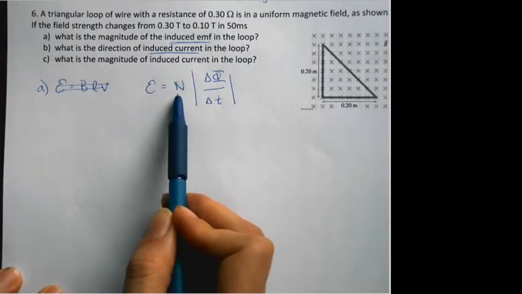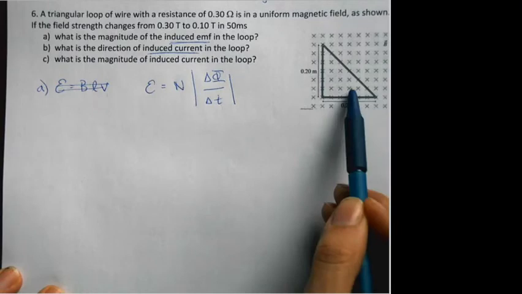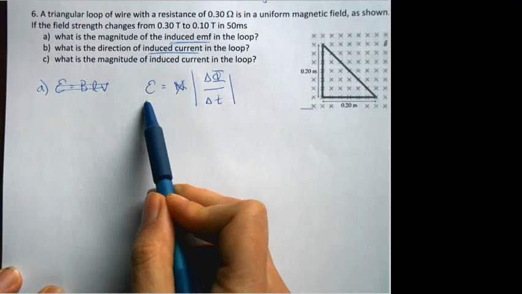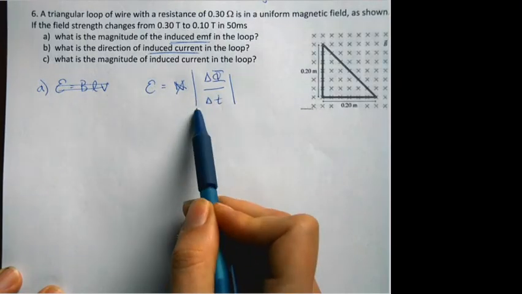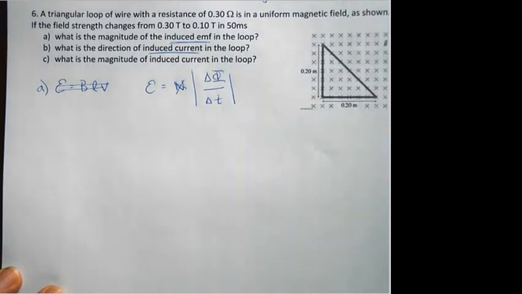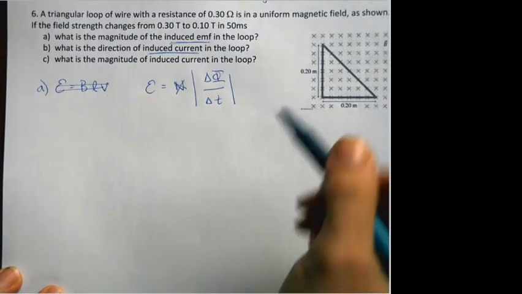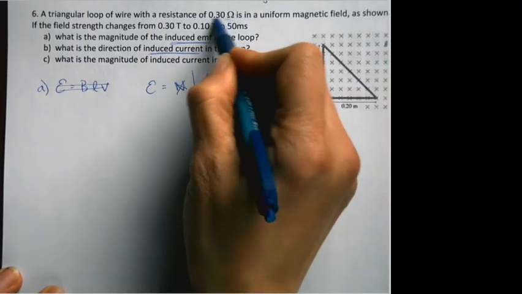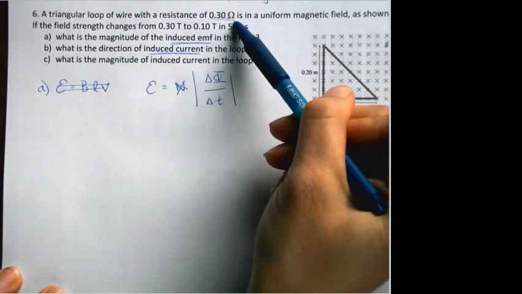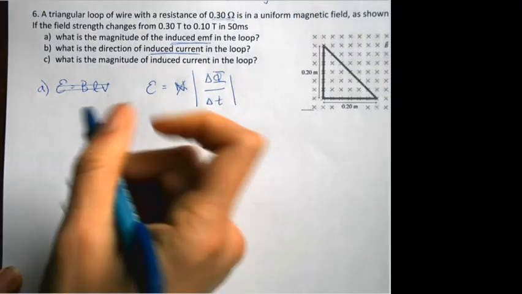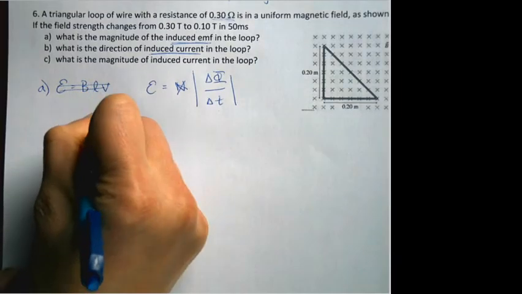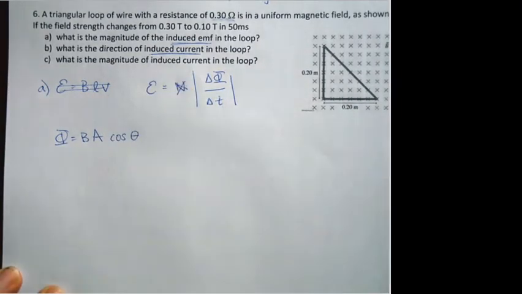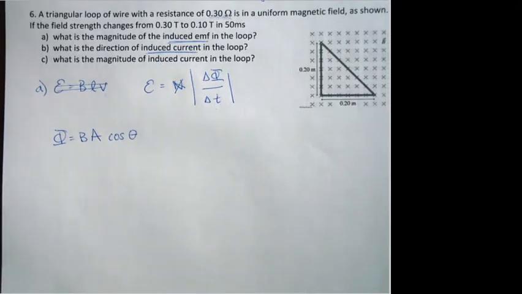Okay, so we have one loop. This isn't a solenoid with many loops, so we'll just get rid of that N. And we are looking for the magnitude of the induced EMF, which is the absolute value of the change in flux divided by the change in time. Okay, so let's go see what we have up here. I've been told a resistance. It's not yet clear to me how that is going to play a role in here, because I know that the flux is B times A times cosine of theta. And we weren't told anything about angles.